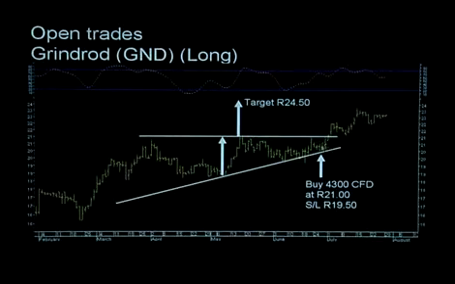What I like here is the fact that the stock moves higher, it consolidates, it moves higher. It's again consolidating at the moment. It's allowing this stochastic to work off its overbought condition. And my sense is that we're probably setting ourselves up for another break to the upside here. And if it moves up towards our 24 Rand 50 target area, then I'll look to sell this.